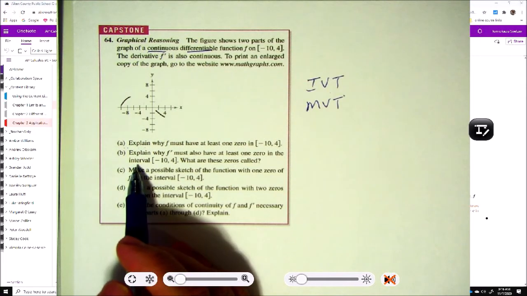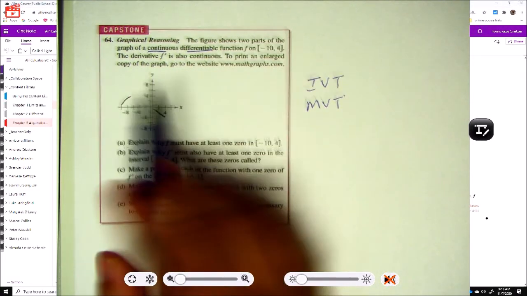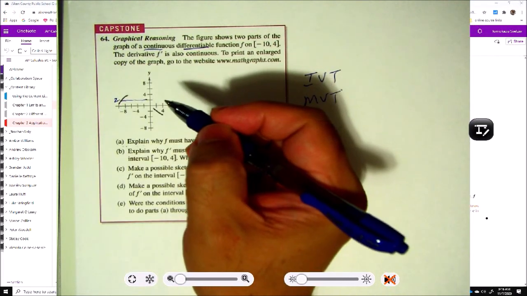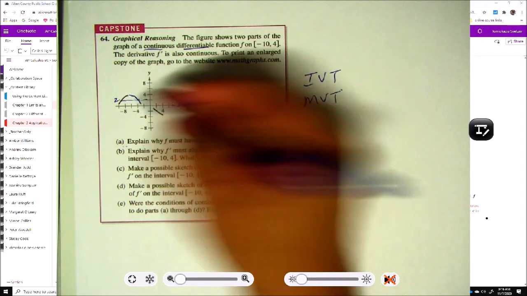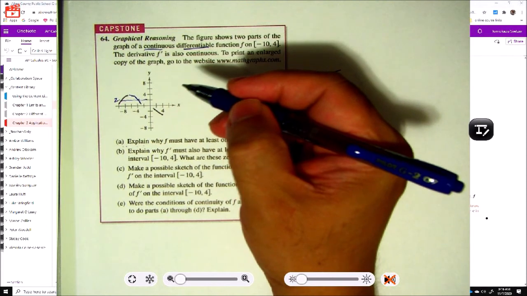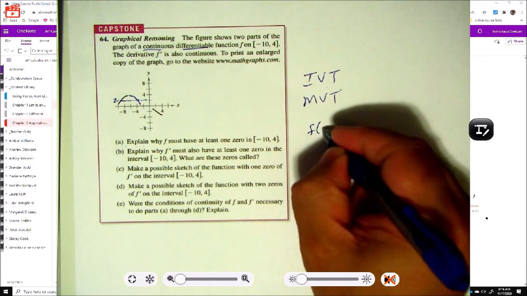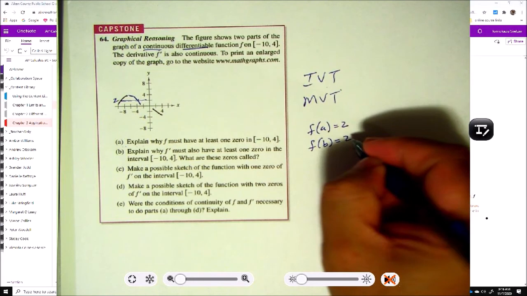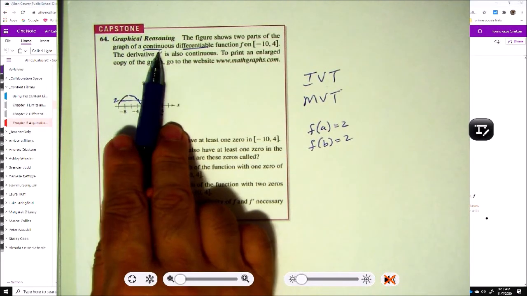B. Explain why f prime must have at least one zero in the interval -10 to 4. Okay, so look what you got here. There's a y value that's equal to 2, and for it to come down here, it has to hit 2 again. So by Rolle's theorem, because you have f of some value a is equal to 2 and f of some value b is equal to 2, Rolle's theorem applies because it's continuous and differentiable. Remember, it was continuous and differentiable.